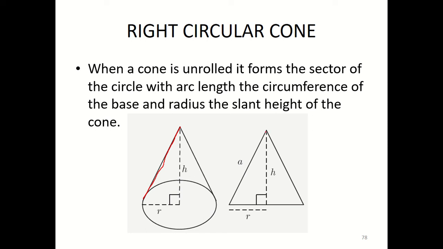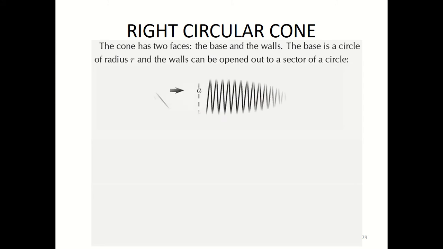Now for me to calculate that slant height, I need the radius of the base, and I will add it to the height of the cone. As a matter of fact, a squared will be equal to r squared plus h squared, and you will give the reason that it is Pythagoras. Therefore a will simply be equal to the square root of r squared plus h squared. I hope that makes sense to everybody. I will actually do it later.